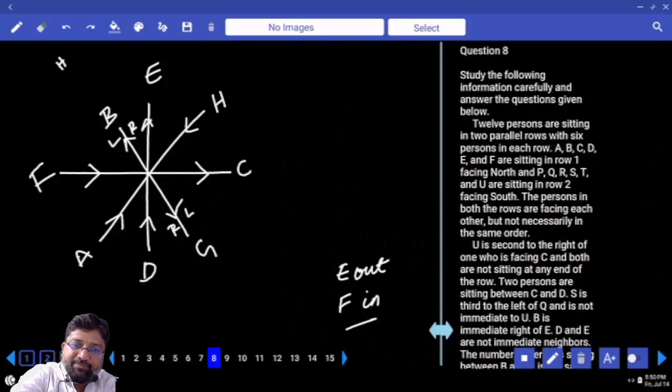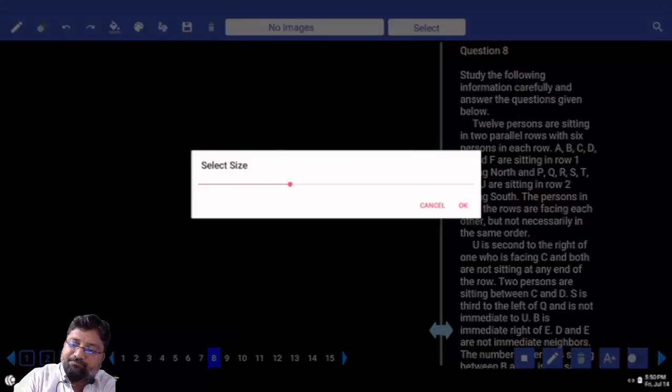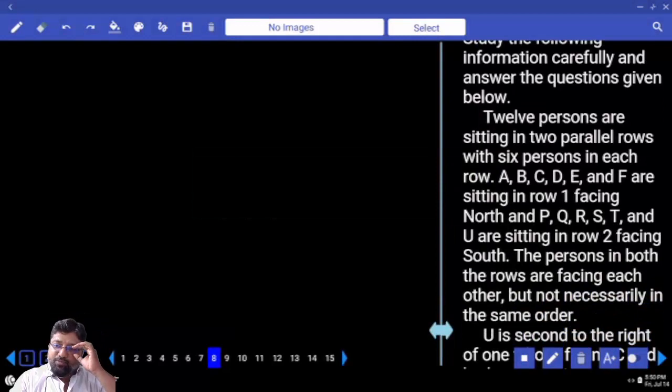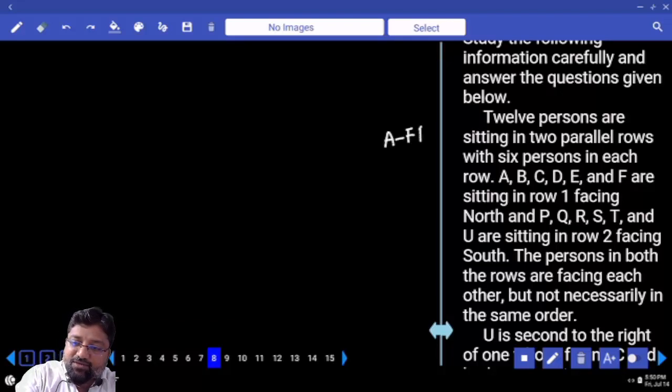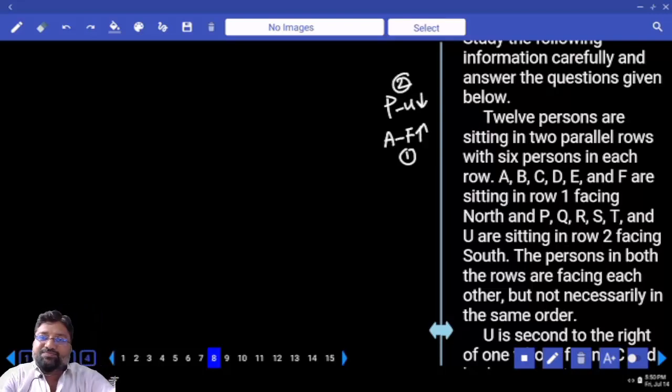Look at this question here. How many persons? 12 persons are sitting in 2 parallel rows with 6 persons in each row. A, B, C, D, E, F are sitting in row 1 facing north. P, Q, R, S, T and U are sitting in row 2 facing south. The persons in both the rows are facing each other but not necessarily in the same order. A to F facing north, and this row is called row 1. P to U facing south, this row is called row number 2.